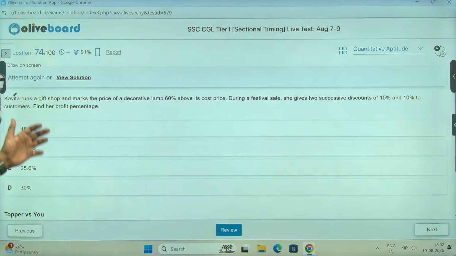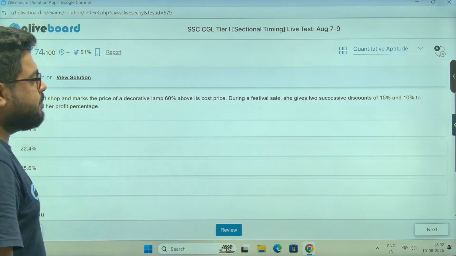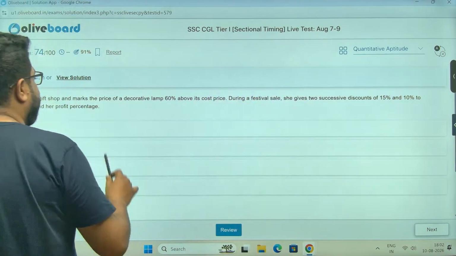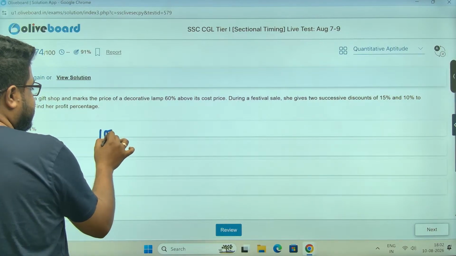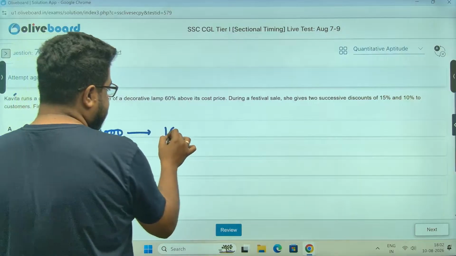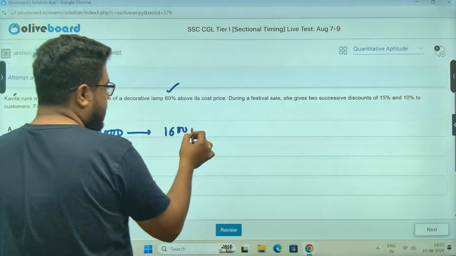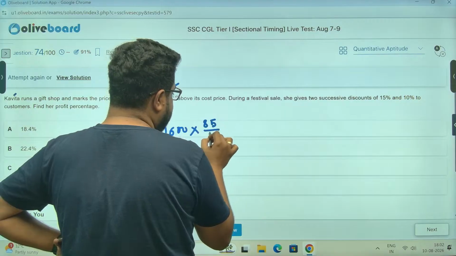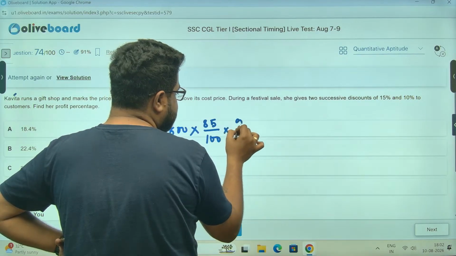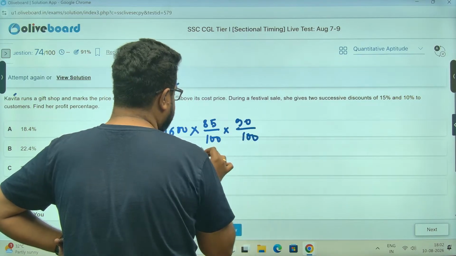Kavita runs a gift shop, marks 60% above, and gives two discounts, and we need the profit percentage. Sir, two discounts. 1,000 rupees is the CP. So 1,600 is the MP, 60% above. On this, 15% discount, meaning, sir, 85% remaining. The second discount is 10%, meaning 90% remaining.